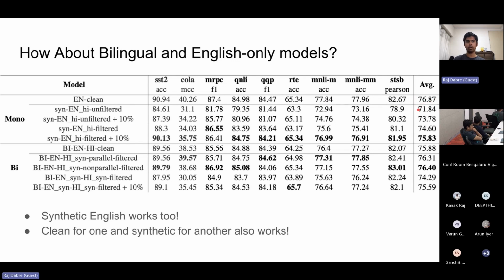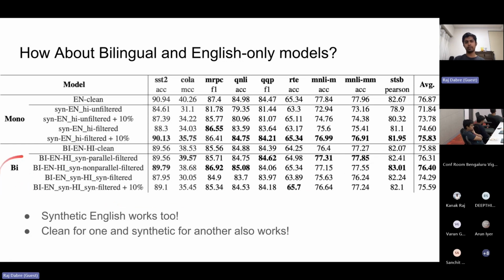to 71.84. But the moment you start filtering that English data with a tiny LM or a baby LM trained on clean English data, you start recovering the performance. You go from 71.84 to 75.83. So essentially, the whole recipe of translating and then filtering using Perplexity, the way it worked for Indic language generation, it also works for English language generation as well as classification. So there is some important utility even for English data that has been generated.